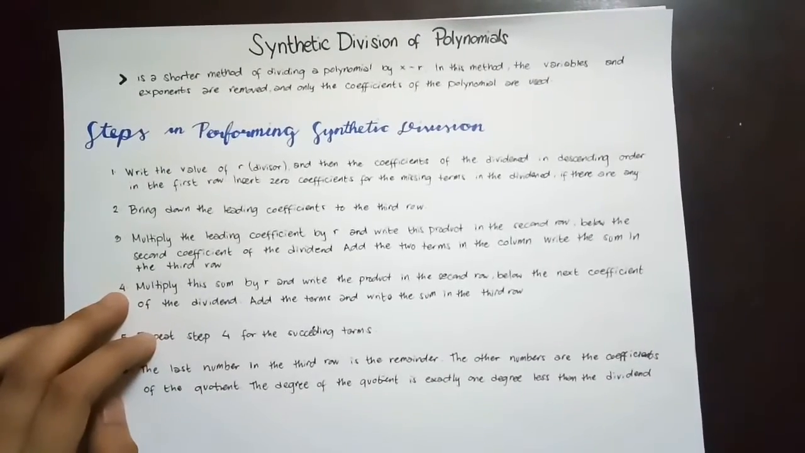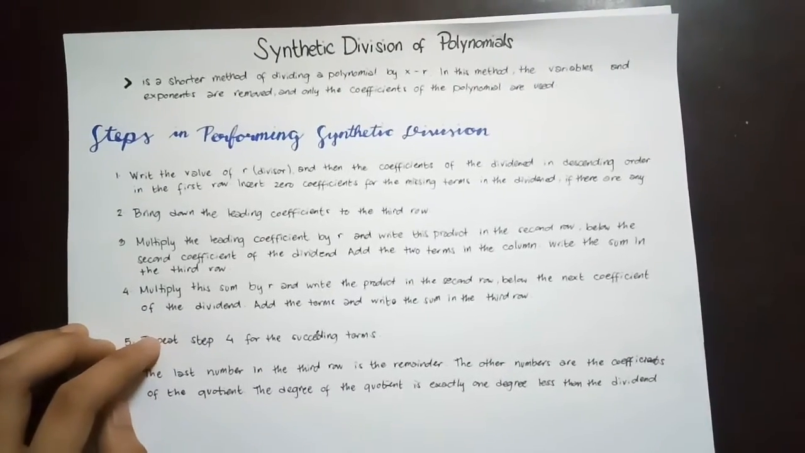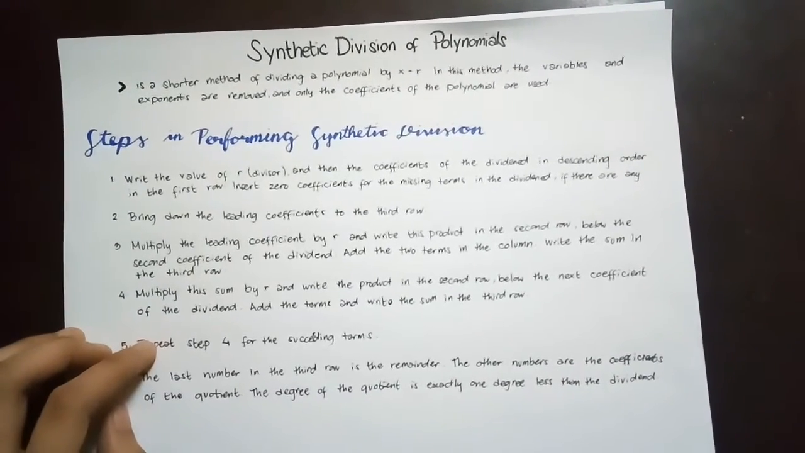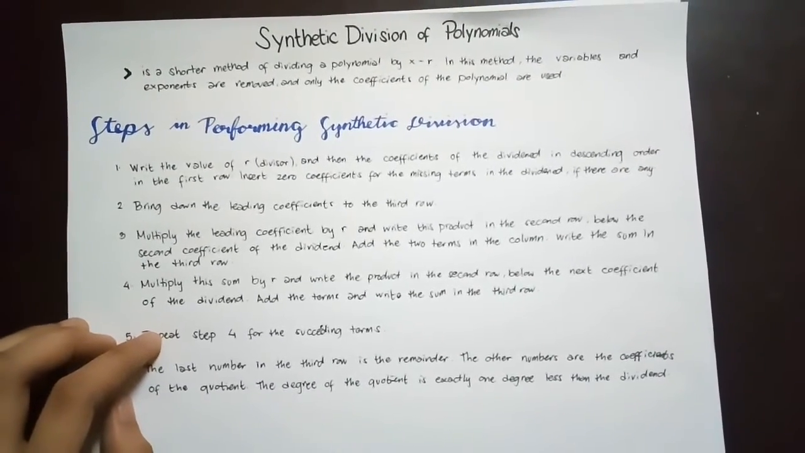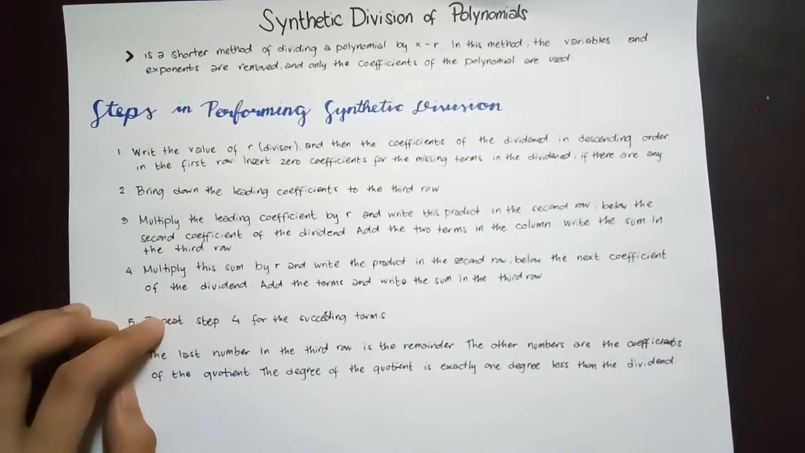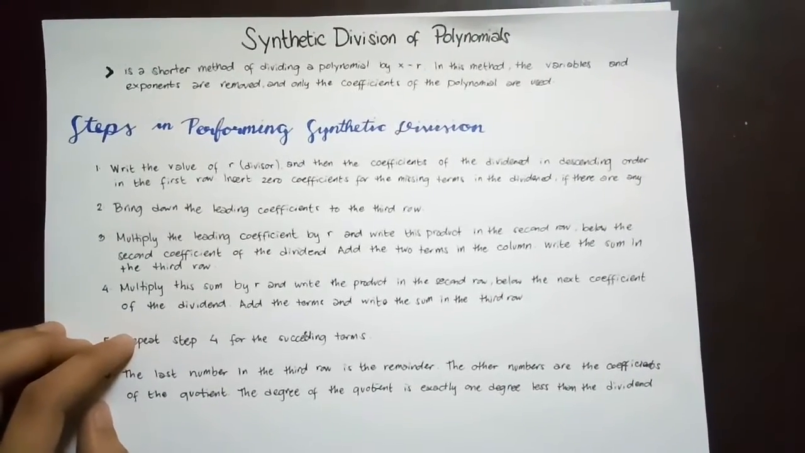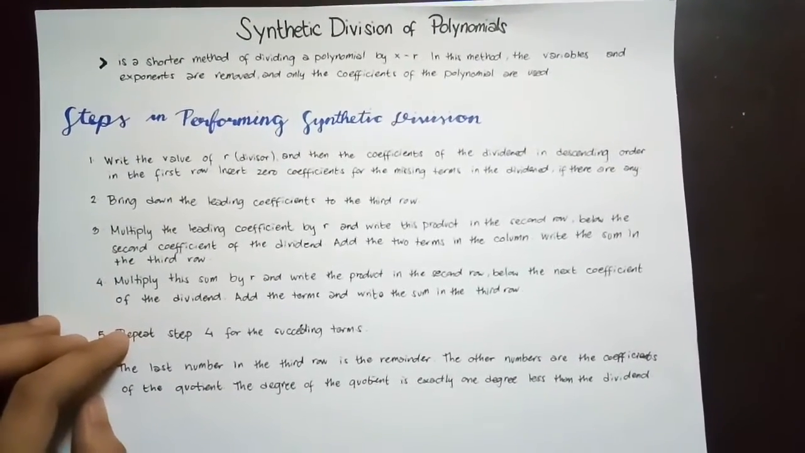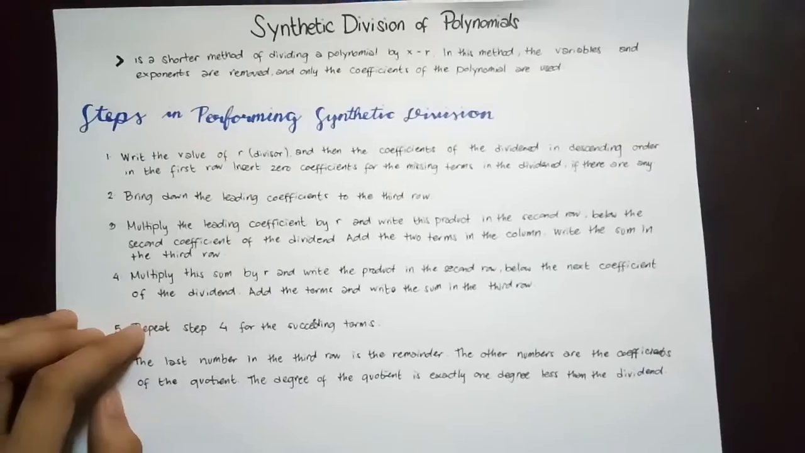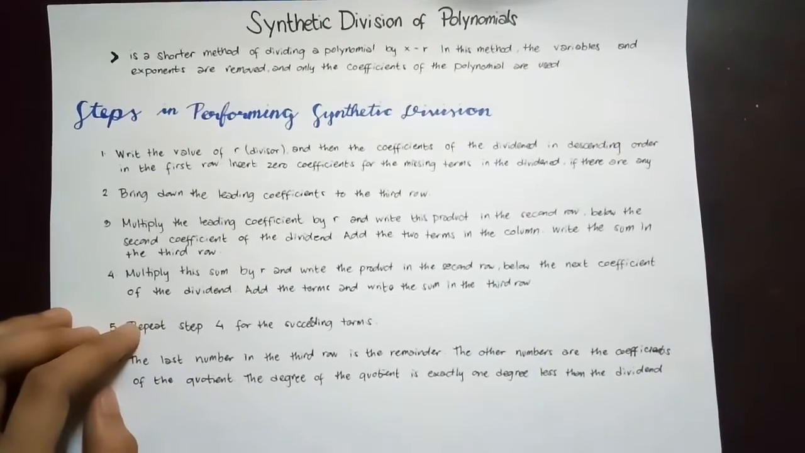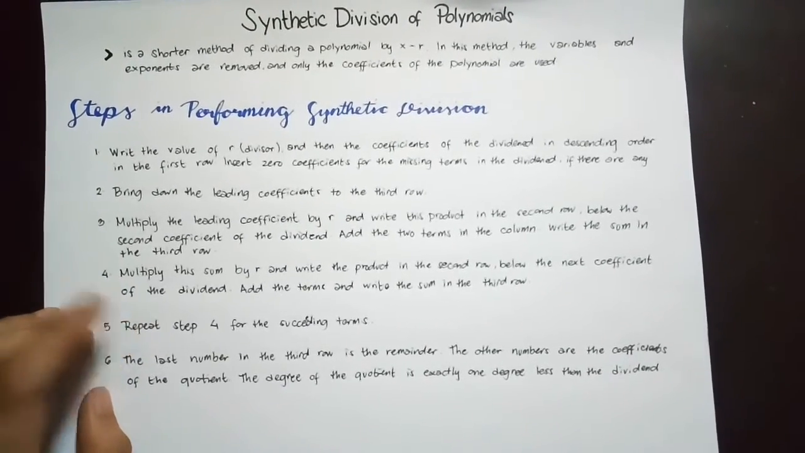So, steps in performing synthetic division. One, write the value of r of the divisor and the coefficients of the dividend in descending order in the first row. Insert 0 coefficients for the missing terms in the dividend if there are any. Two, bring down the leading coefficient to the third row. Three, multiply the leading coefficient by r and write this product in the second row, below the second coefficient of the dividend. Add the two terms in the column.